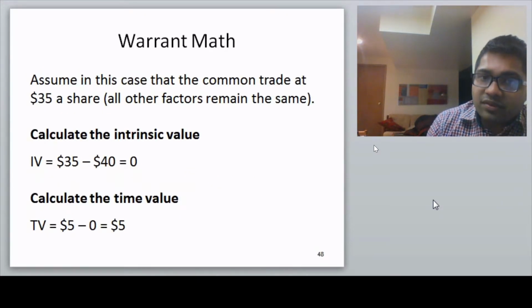Assume that in this case the common share trades at 35 per share. There will be no intrinsic value because 35 minus 40 is negative, so it is 0. Time value will be $5.